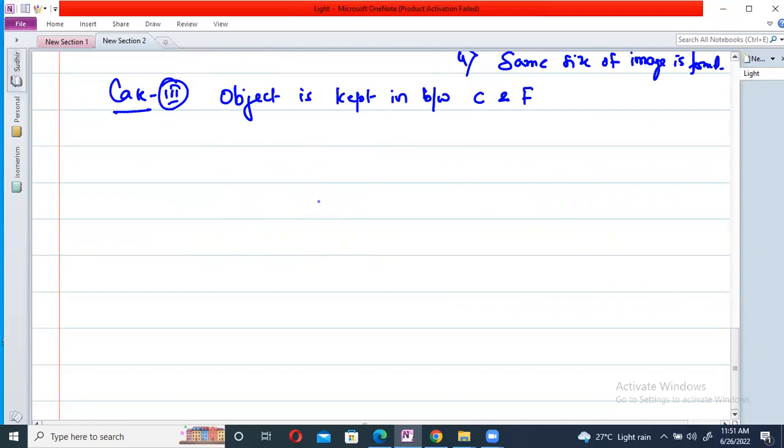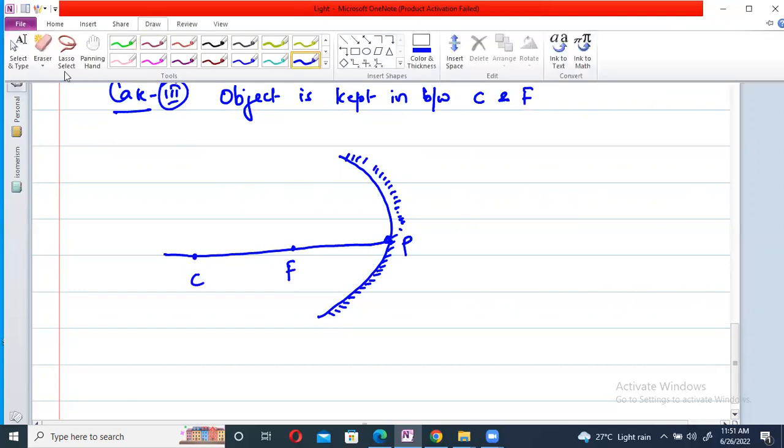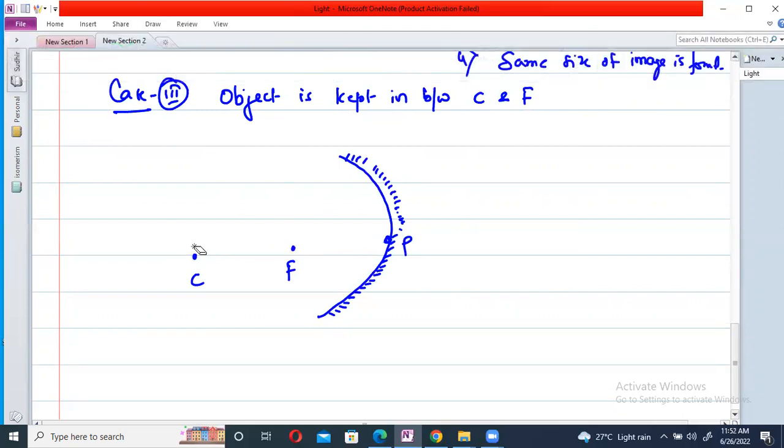We'll try to draw this one also. Just a minute. This is a concave mirror, and this is the point P, the pole, F, and the center of curvature C. Just a minute. The line is not clearly drawn here.